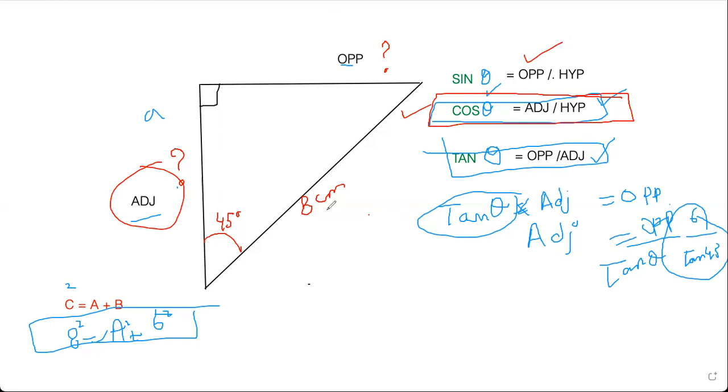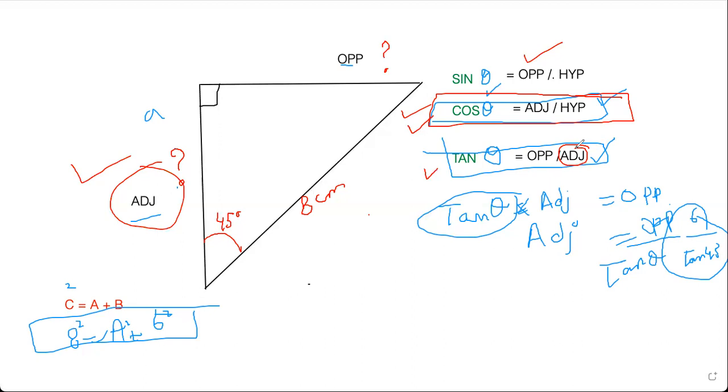Now, most of the students say, Miss, we are already finding the adjacent with the formula of cos theta. So why can we not use tan theta? Because we have already found the adjacent, so we can use tan theta to find opposite. There is a risk. For example, if you have calculated the value of adjacent wrong, you will get the wrong answer for the opposite also. That's why I am using some independent route.